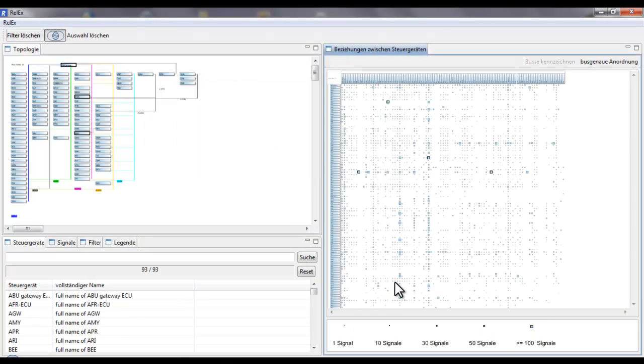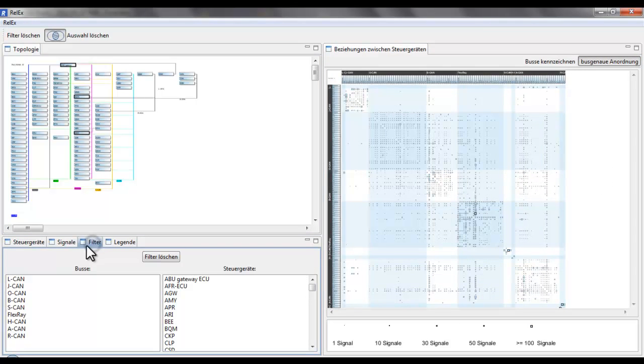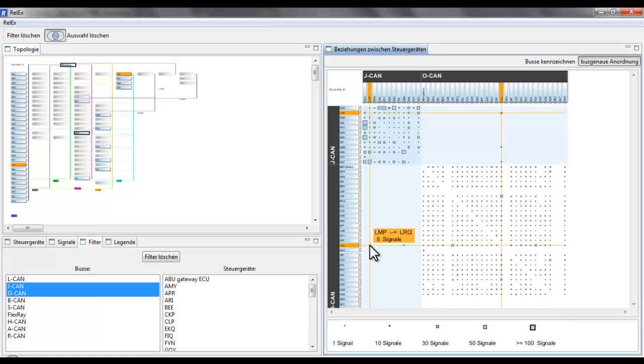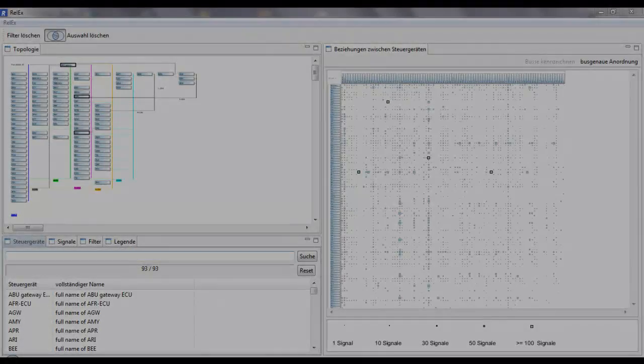RelEx supports automotive engineers who are involved in this specification process. It specifically aims for improving their data exploration capabilities during the implementation of change requests from other engineers and network optimization tasks. Let's consider some examples.